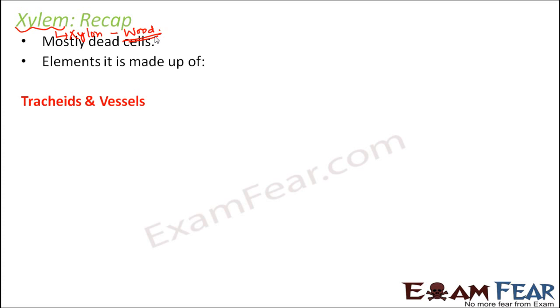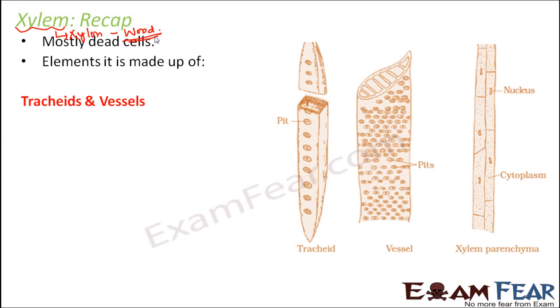Tracheids and vessels. Tracheids and vessels are the tube-like structures which actually help in conducting water from one place to another. So they are like pipe-like structures. Here you can see this is the structure of a tracheid, which is cylindrical in shape with tapering ends. And this is the structure of a vessel, which is wider when compared to a tracheid. Both of them have small pore-like structures on their surface which are called pits. Through pits, they are able to communicate with each other.